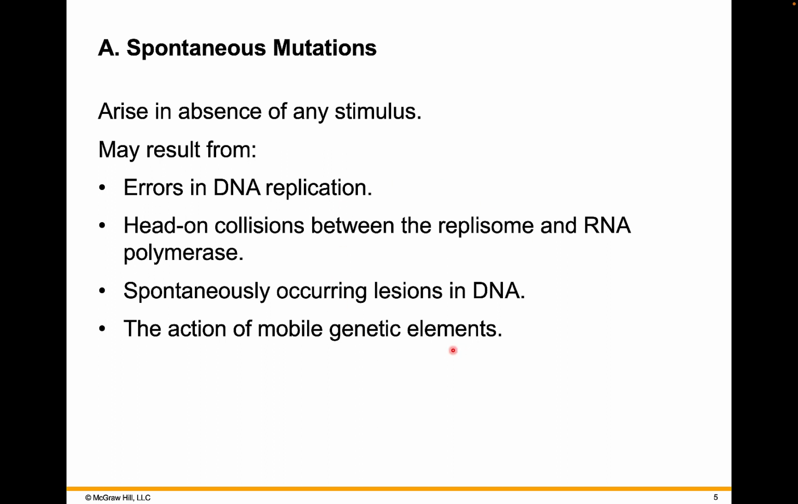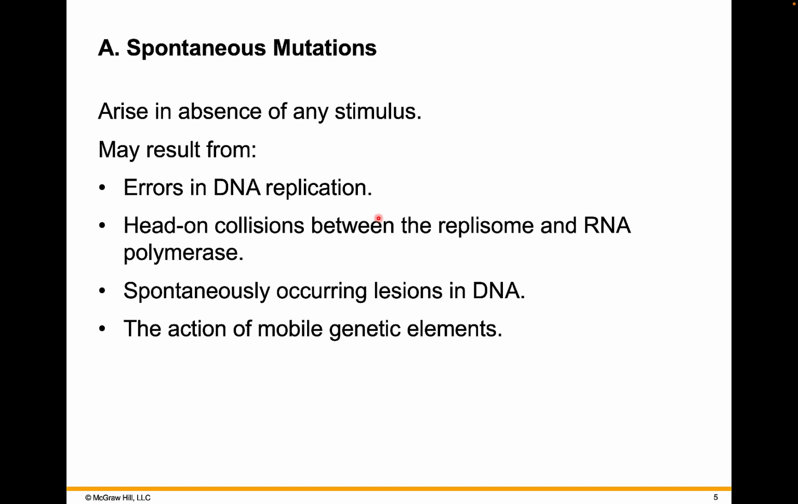So first, spontaneous mutations may result from errors in the DNA replication, and these are head-on collisions between the replisome and the RNA polymerase, where basically one enzyme knocks off the other and it makes a mistake. And there are spontaneously occurring lesions on the DNA. How are these lesions formed?